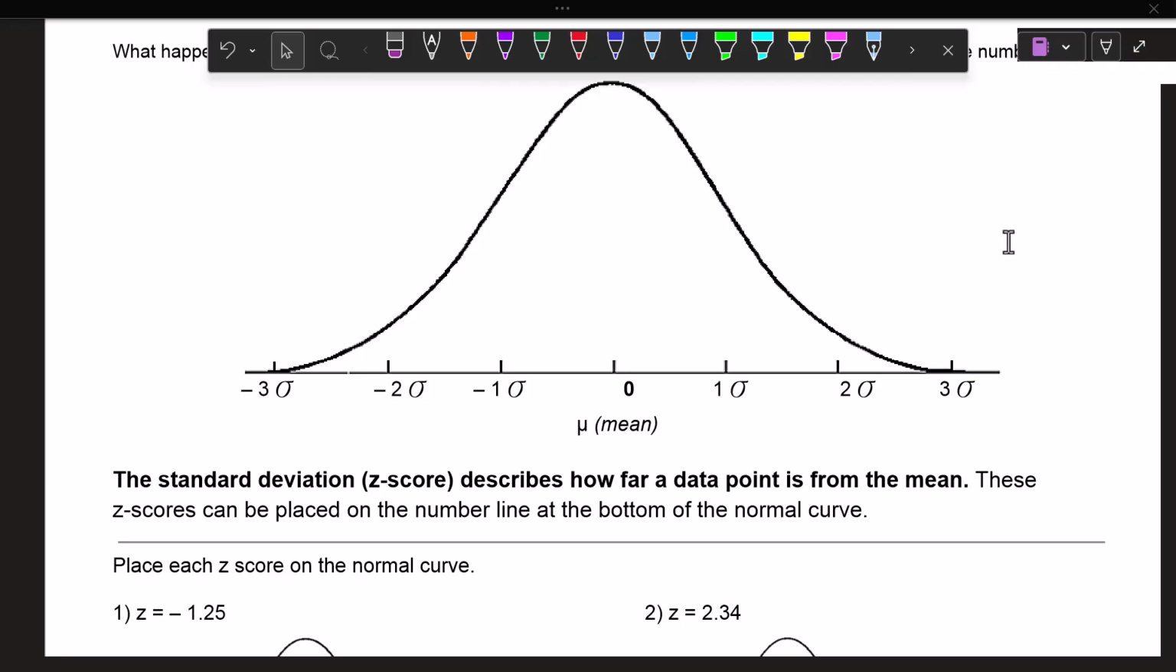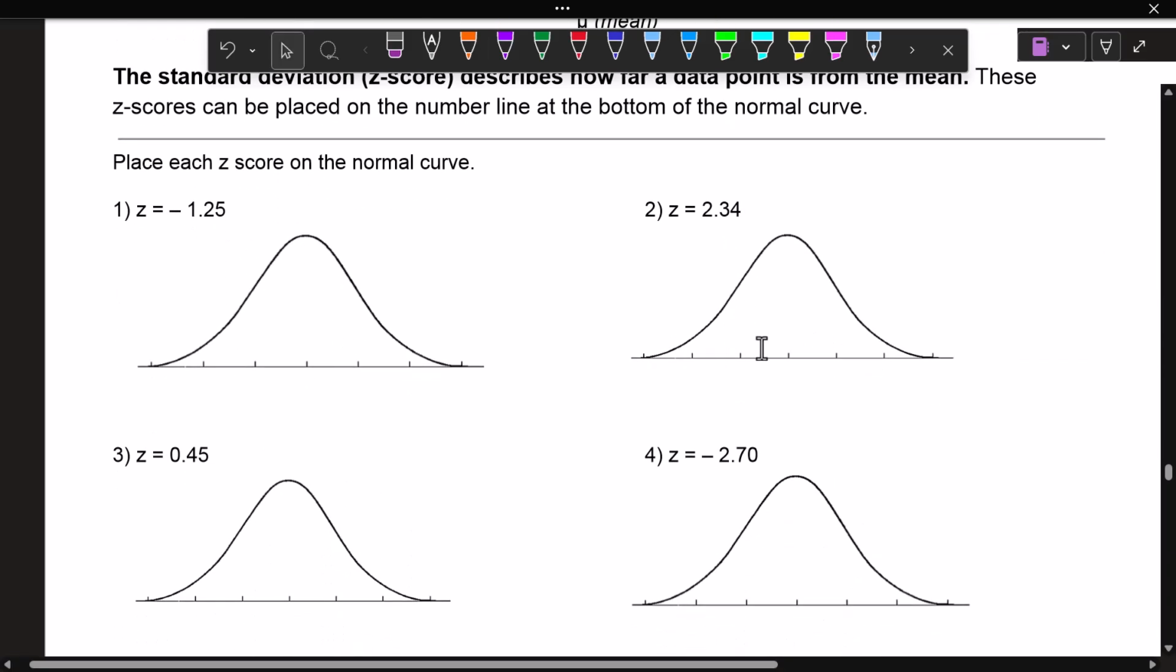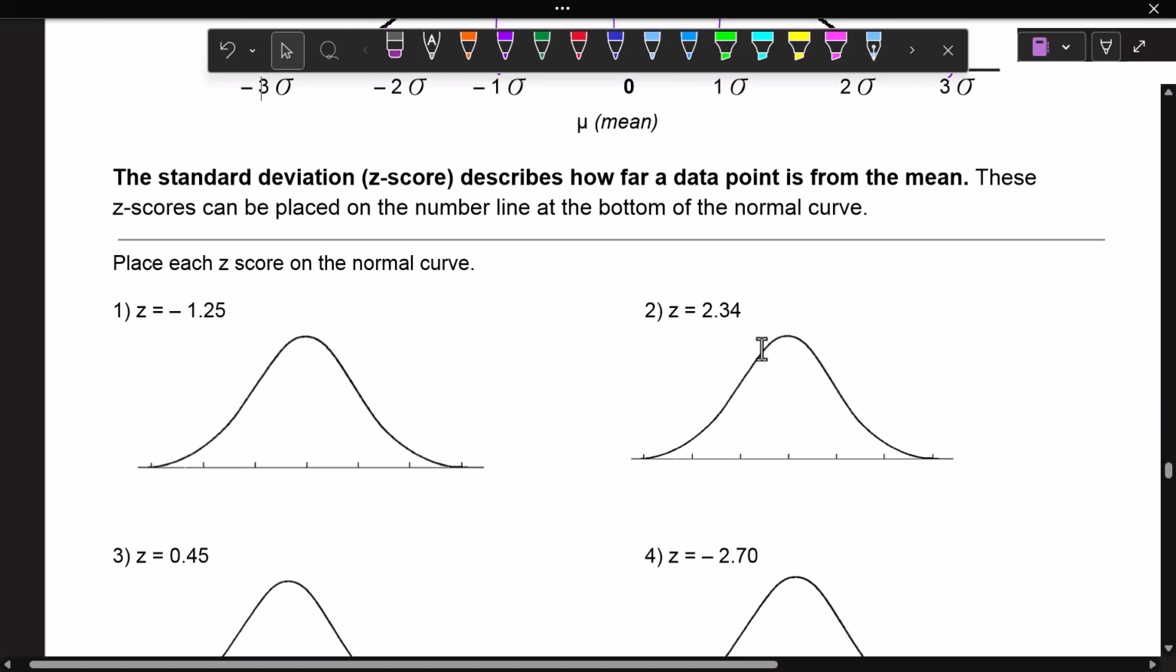away from the mean. So lately we've had 1 or 2 or 0, 1, 2, 3 standard deviations to the left, to the right. They're whole numbers. Well, now they're not. So the standard deviation or z-scores describes how far a data point is from the mean. It's just a number line where 0 is the middle and each tick mark is 1. And of course, if we go to the left, it's negative. We go to the right, it's positive.